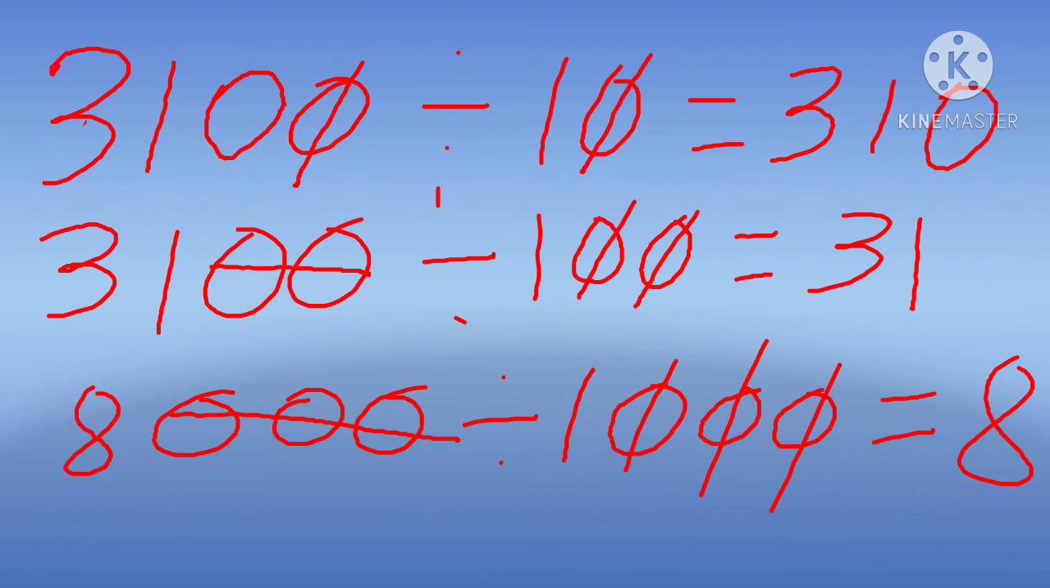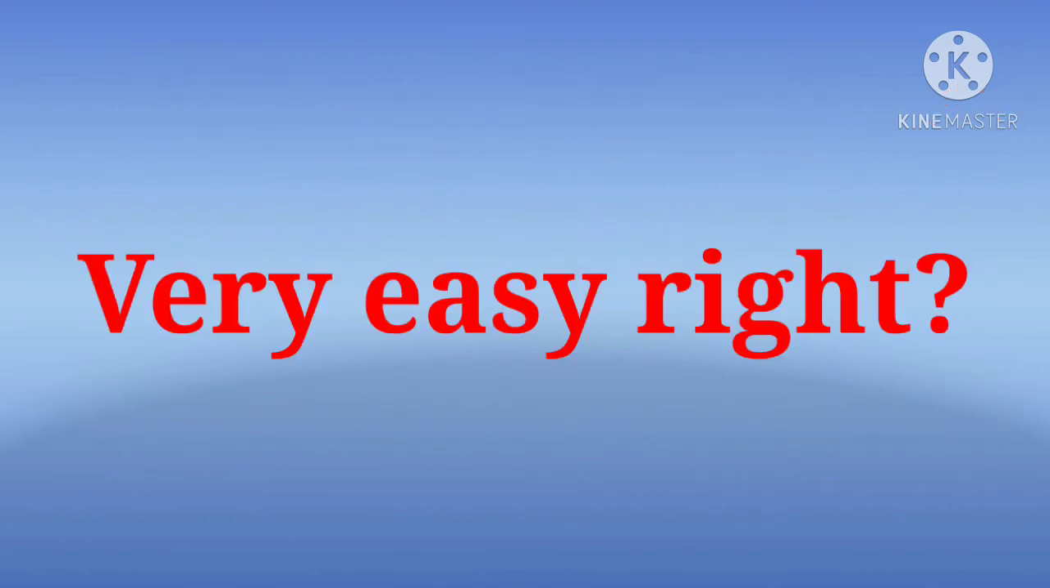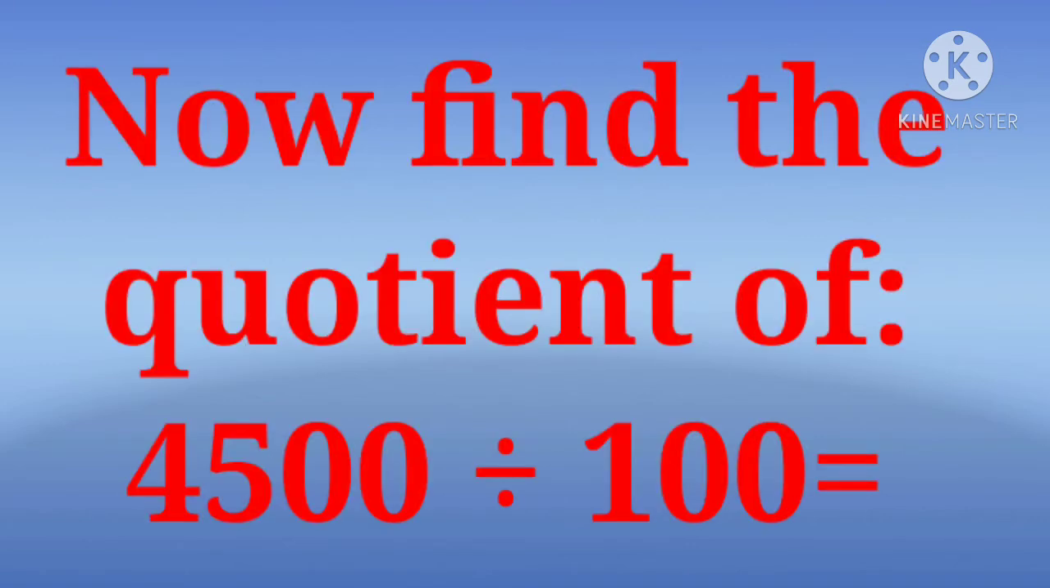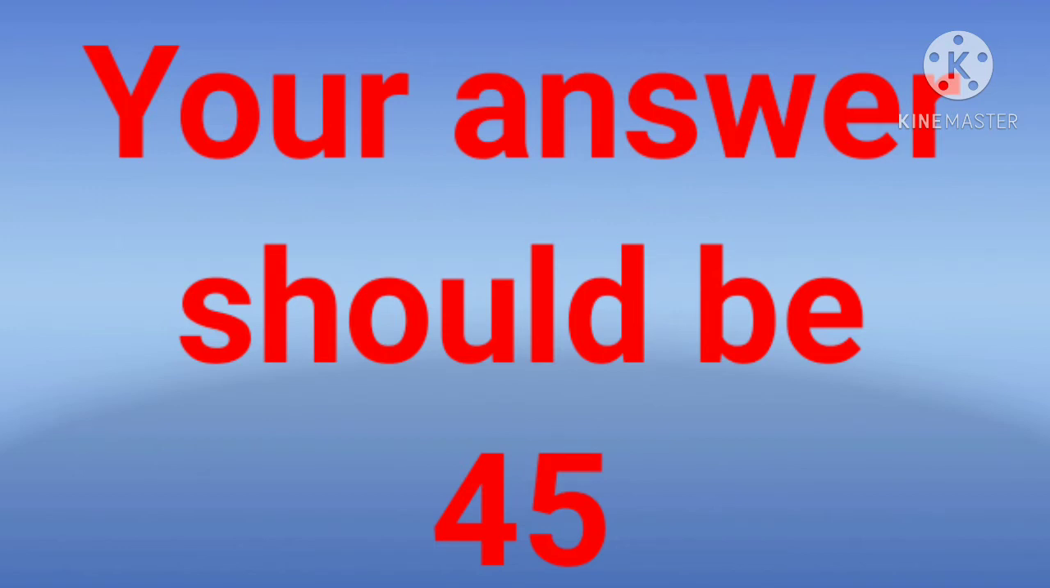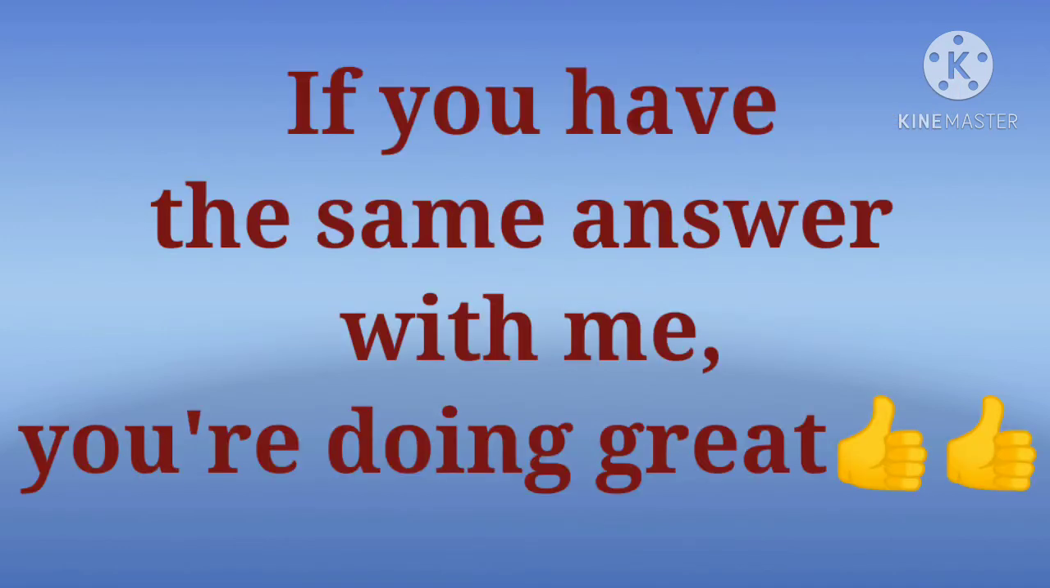And when we divide 8,000 by 1,000, we have 3 zeros to cancel in 8,000. That is why the answer is 8. Very easy, right? Now try to find out the quotient of 4,500 divided by 100. Your answer should be 45. If you have the same answer with me, you're doing great.